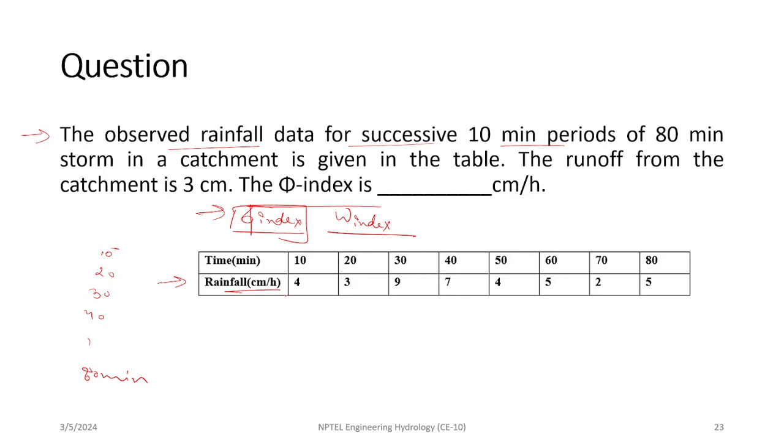Rainfall intensity, don't confuse with this, or maybe I'm wrong. Wait a minute. Observed rainfall data for successive, this is there. I guess there will be some correction. This is rainfall data, it will be in centimeter, it won't be in centimeter per hour. So it is given like this. And now it is asking about the phi index. So we have to compute phi index.